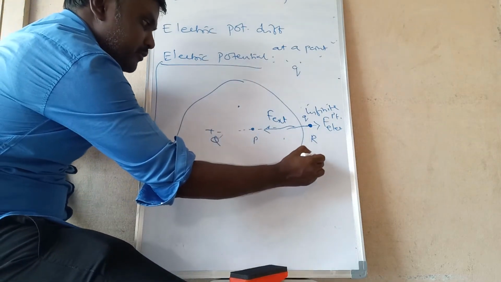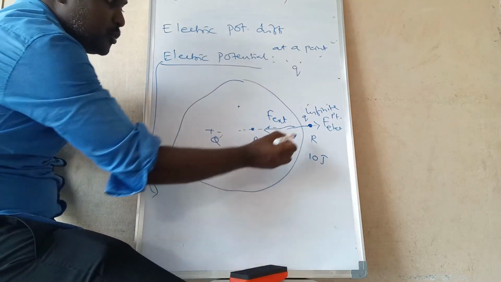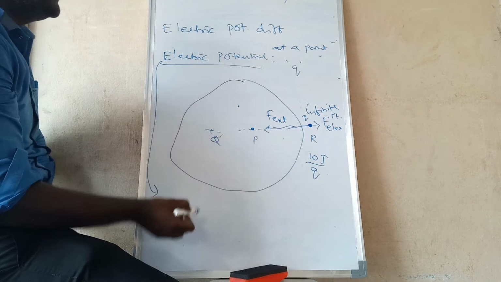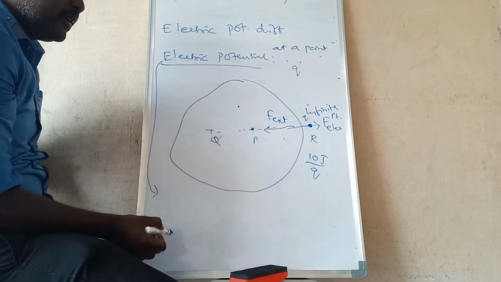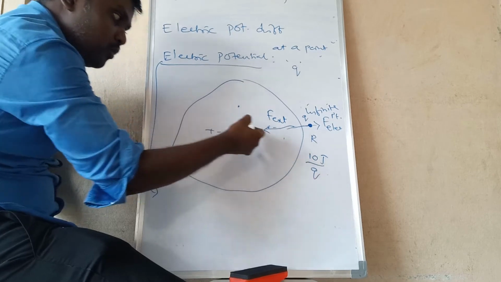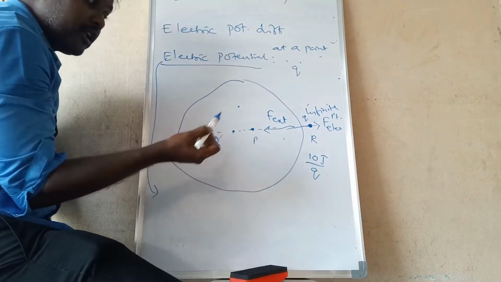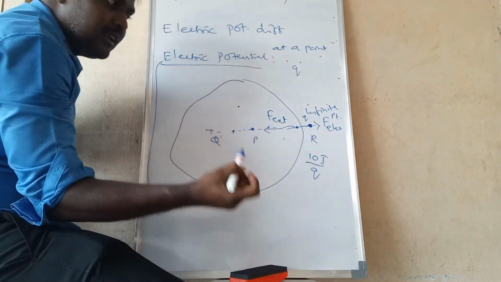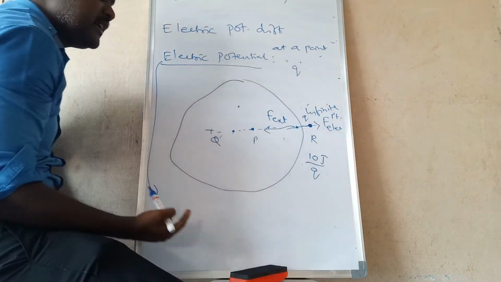Suppose you have done work of 10 joules to move the charge from here to here, 10 joules by Q. That is called electric potential at this point. And suppose to move to this point, we have to do more work. So more potential will be there here. To bring it from here to here, we have to do less work only, so lower potential will be there.